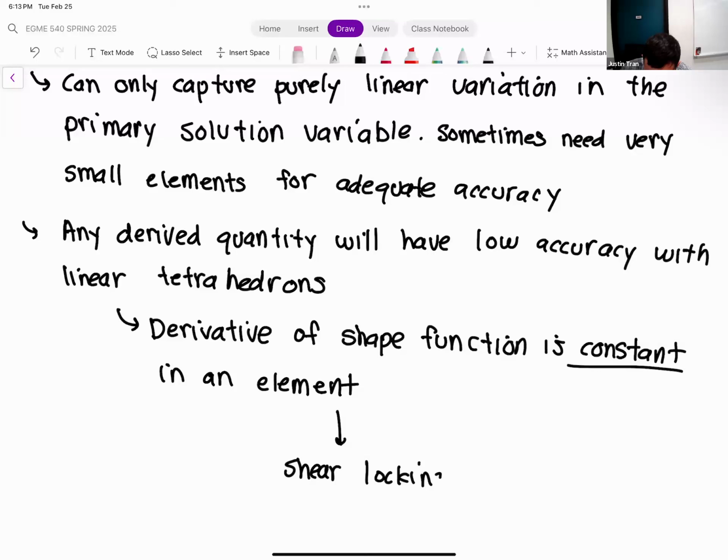If you have linear elements and the elements are not adequately small, the elements are going to lock up because you don't have the variation in stress that's needed to produce these deformations. So shear locking is generally a very bad thing. You don't want this, not good.